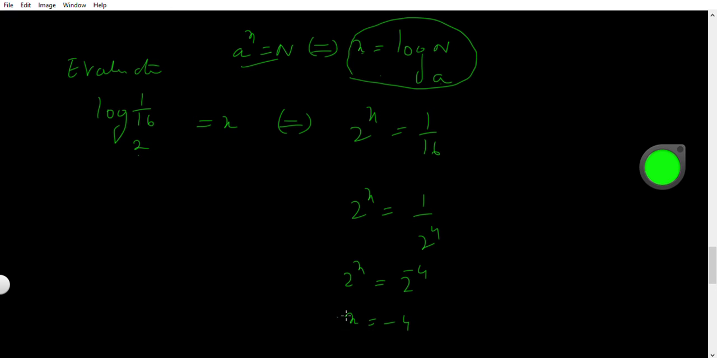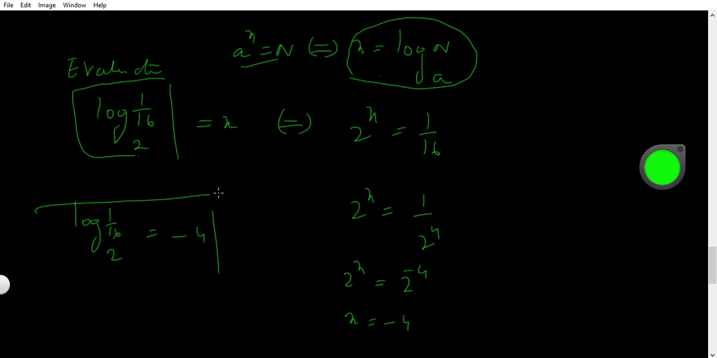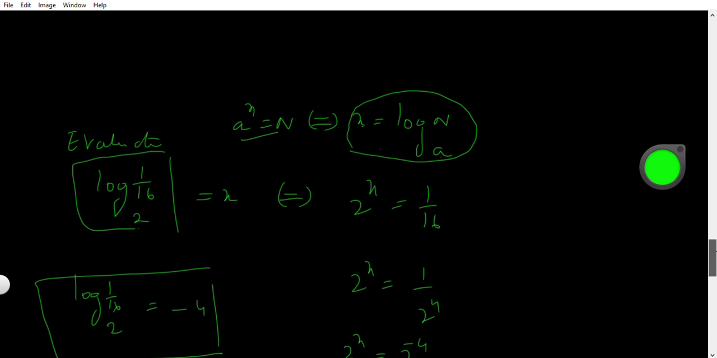What is my x? I took this one as x, right? Therefore, logarithm of 1 by 16 to the base 2 is equal to minus 4. This is my final answer. We can get it like this also. We can use the formula.